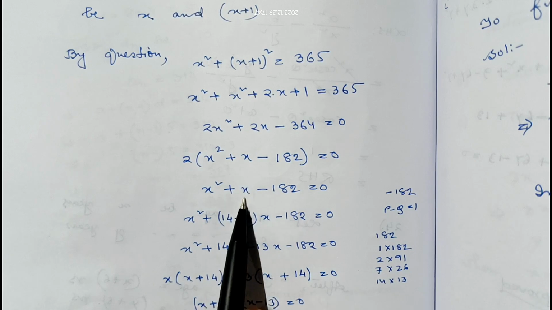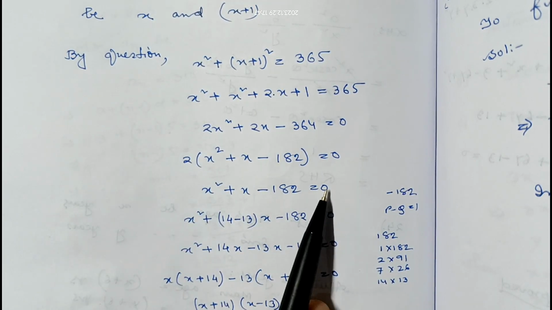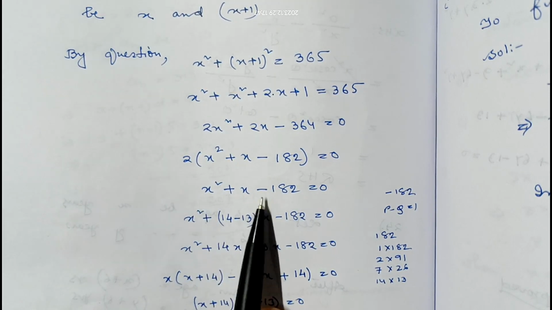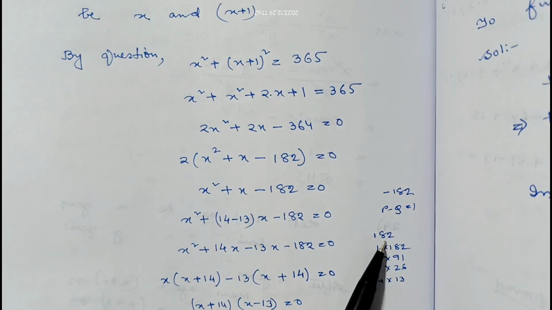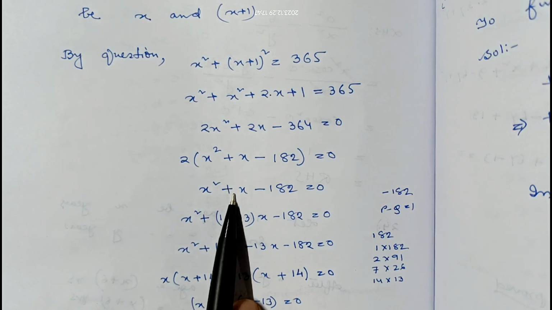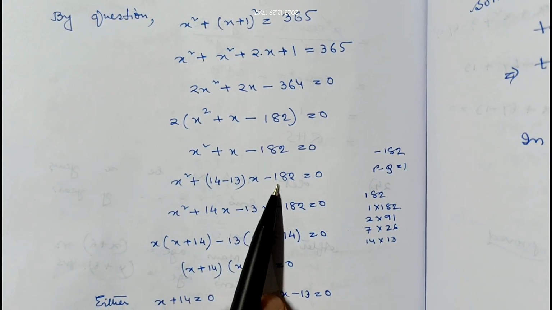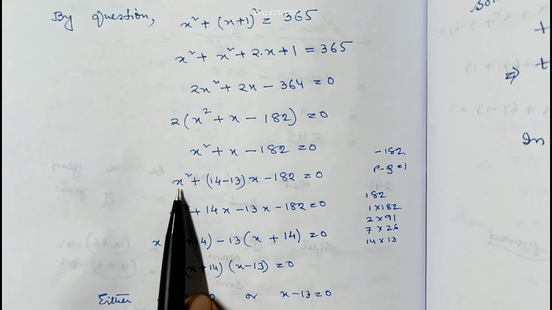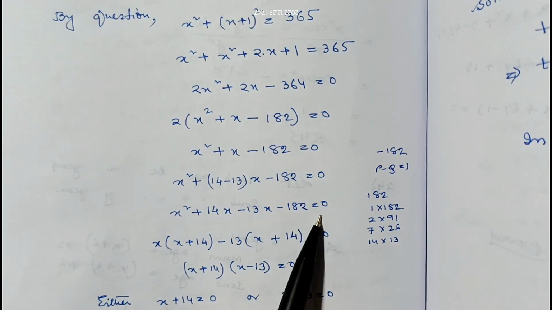From here if I take 2 common, it will be x square plus x minus 182 equals 0. If I transfer this 2 to the other side, it will be 0 by 2, which is 0. Now 1 into minus 182 is minus 182. So we can write 182 as 14 and 13 because 14 minus 13 is 1. So x square plus 14x minus 13x minus 182 equals 0.